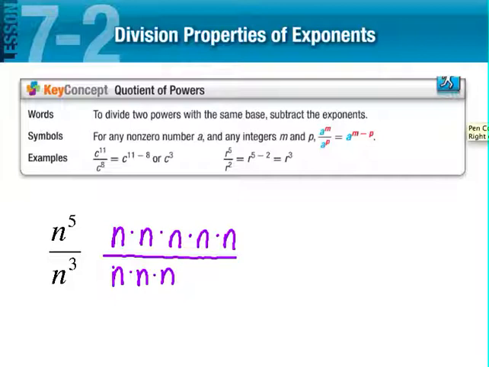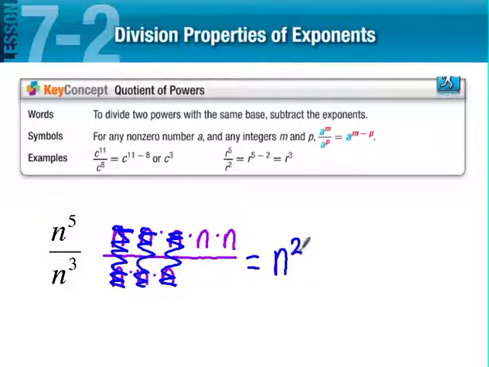And so really, what ends up happening now is if you look at that, you have a numerator and a denominator. We have some things in common, so we can cancel those out. We can cancel one of those n's out. We can cancel another n out. We can cancel another n out. How many does that leave us with? 2. So really my answer would be n squared.